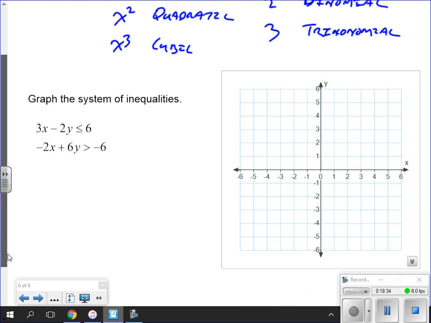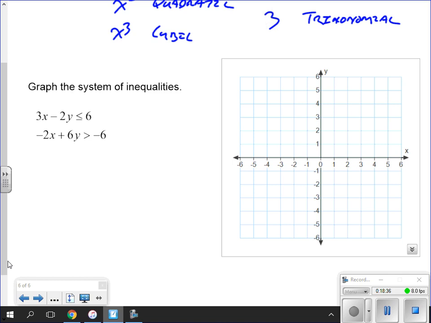And then the last one is graph the system of inequalities. So you're solving the system. The only way to solve a system of inequalities is by graphing. So we're going to look at just this first equation. If we cover up the y's, and we're just doing this first one here, we get 3x is equal to 6, divide by 3, x equals 2, that is our x-intercept.